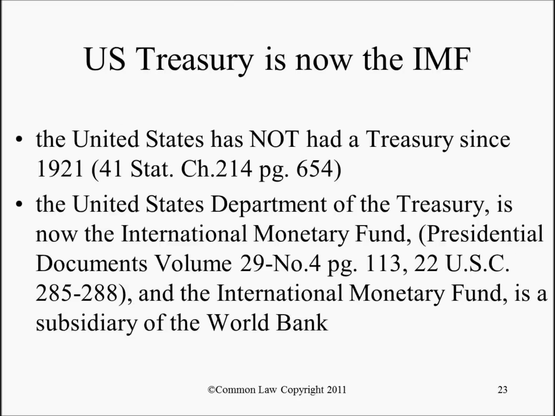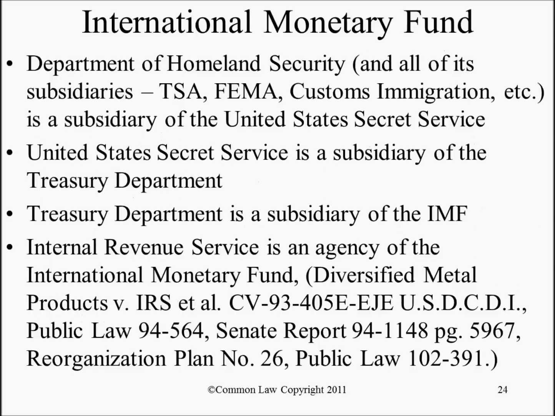The United States has not had a treasury since 1921. Look it up, people. 41 Stat., Chapter 214. Look it up. The United States Department of the Treasury is now the International Monetary Fund. The International Monetary Fund is a subsidiary of the World Bank. The Department of Homeland Security and all its subsidiaries is a subsidiary of the Secret Service. The Secret Service is a subsidiary of the Treasury Department. The Treasury Department is a subsidiary of the IMF. The IRS is an agency of the IMF.